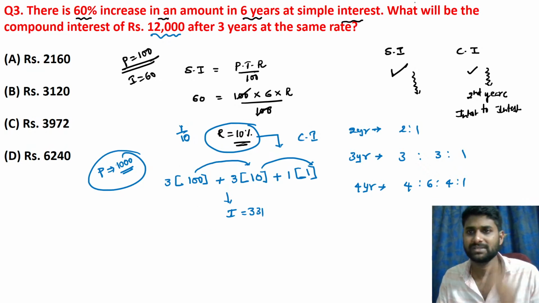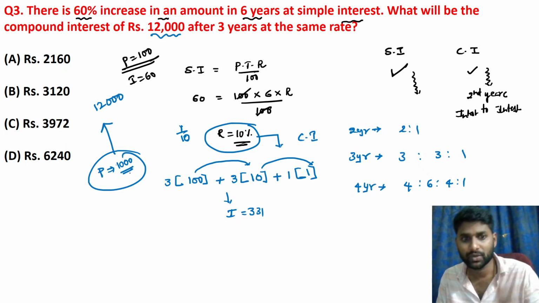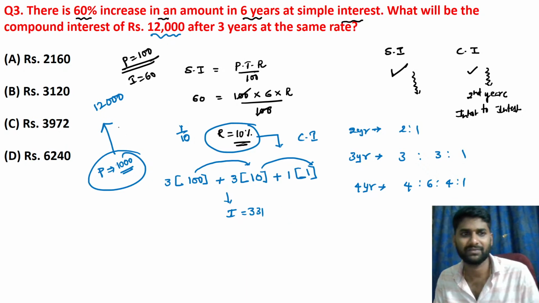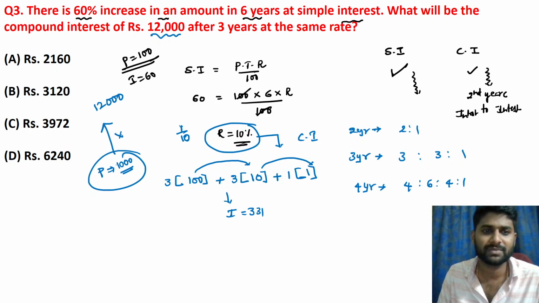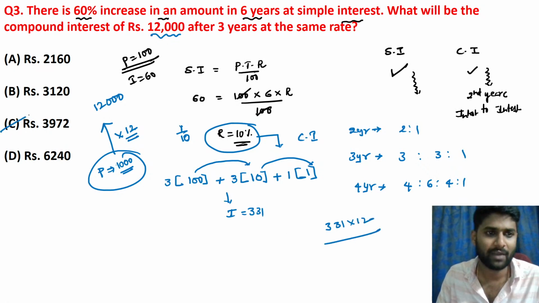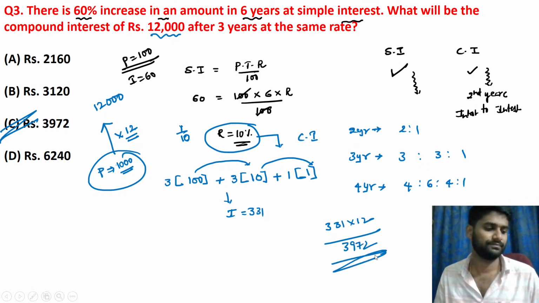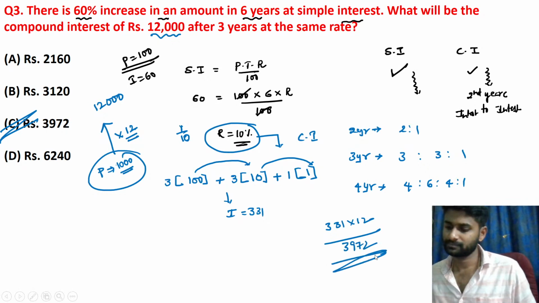Now you can multiply. What will be the compound interest of 12,000 rupees after 3 years at the same rate? If I deposited 1,000 rupees, I can get 331. If I deposited 12,000, each unit we should multiply with 12 parts. Now, 331 into 12. Clear? So, we have a units place 2. We have only one option. The value becomes 3,972. We have a single option.